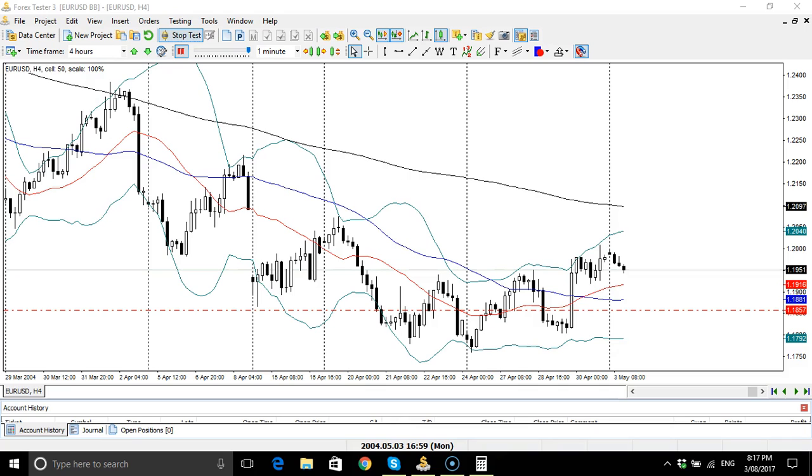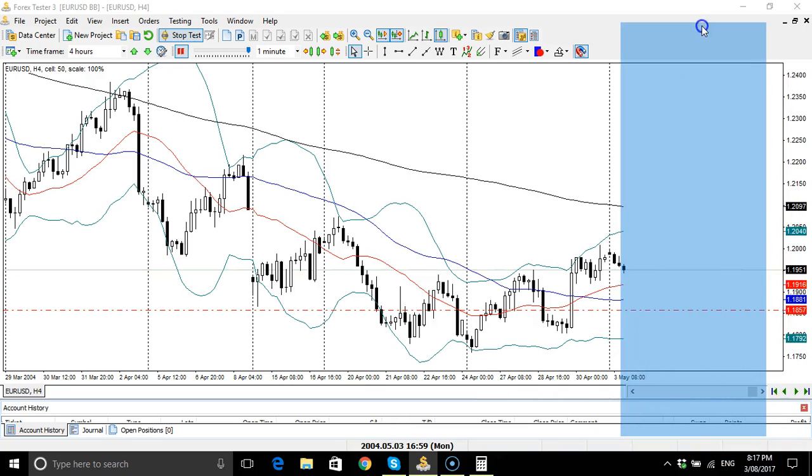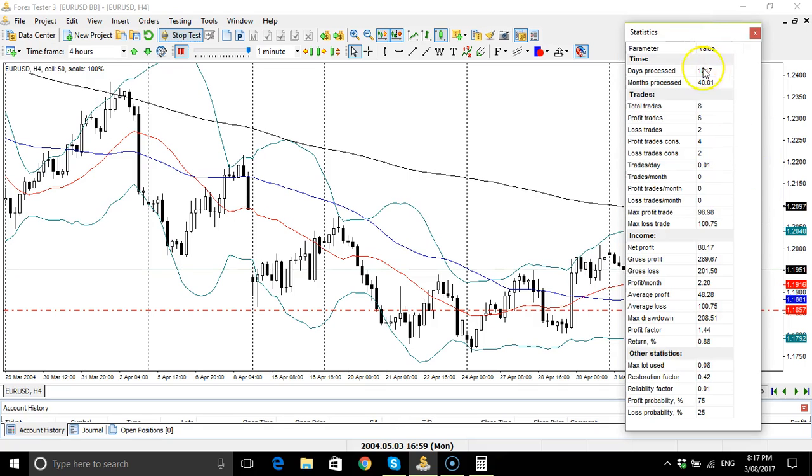Alright, 40 months processed. I will slide this across, actually. That was premature from me. So 40 months processed, which is 1,217 days.